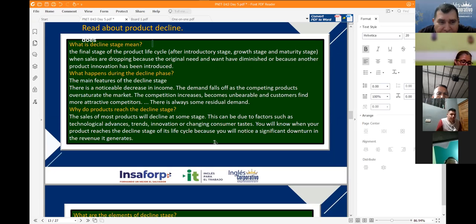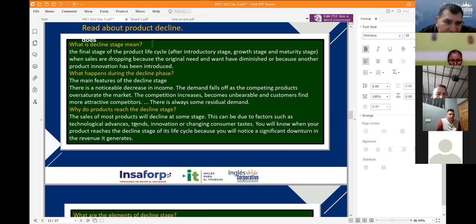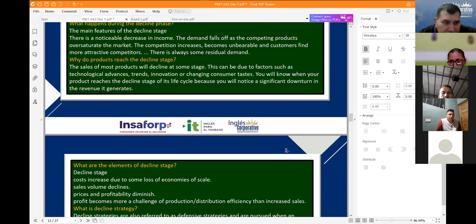Why do products reach the decline stage? The sales of most products will decline at some stage. This can be due to factors such as technological advances, trends or tendencies, innovation or changing consumer tastes. You will know when your product reaches the decline stage of its life cycle because you will notice a significant downturn in the revenue it generates. Okay, downturn goes down. Okay.